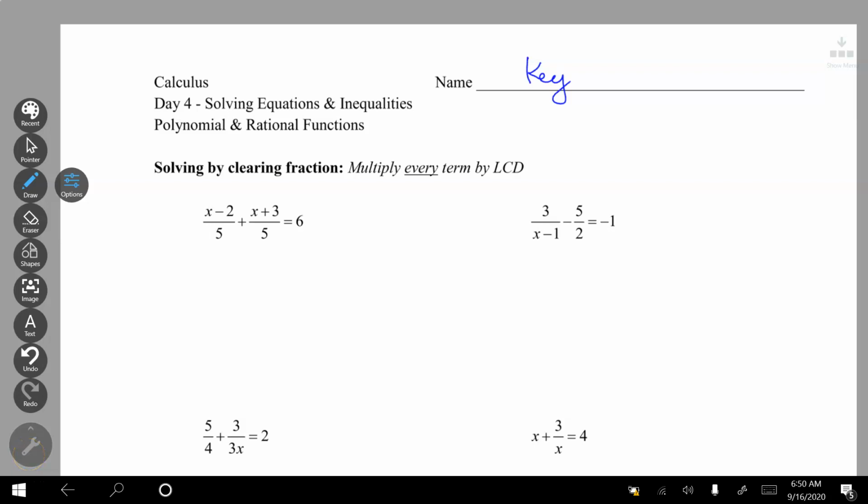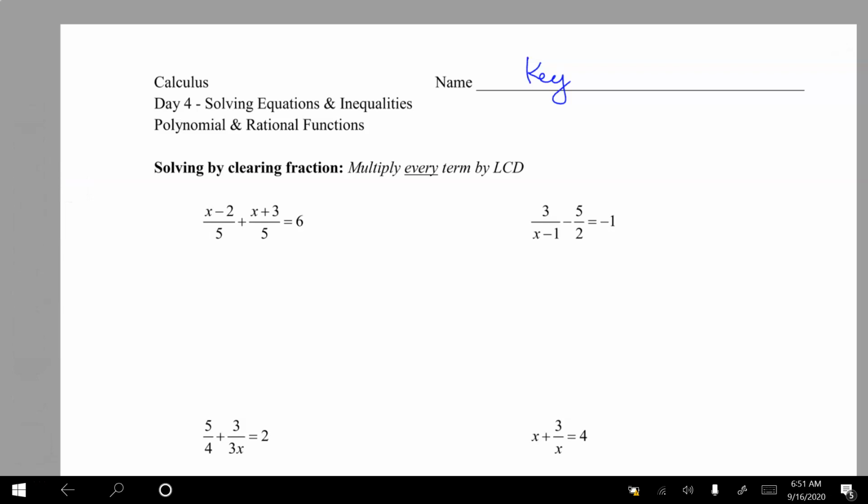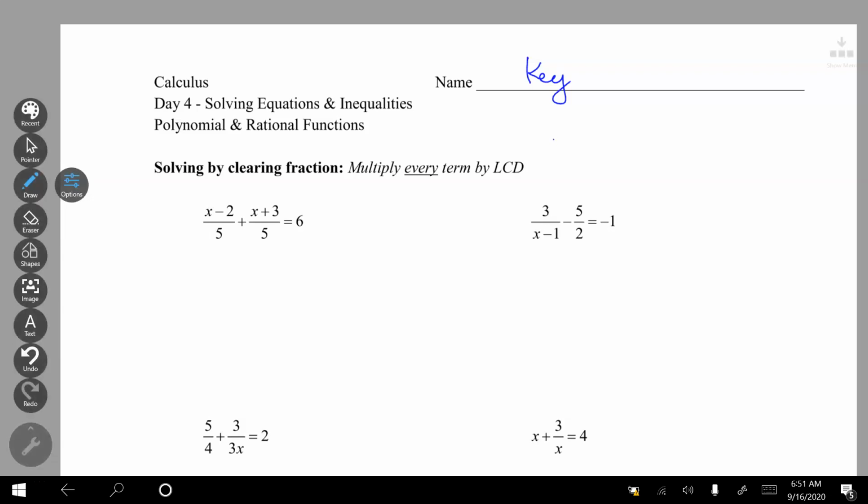Hello calculus class, this is going to be day 4. We're going to be solving equations and inequalities of polynomials and rationals. We're going to look at solving rational functions, equations that have fractions in them. And whenever you have a fraction bar, it implies that your numerator and denominator have parentheses around them.